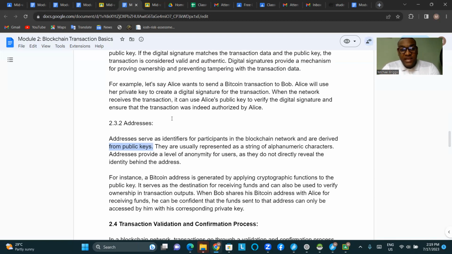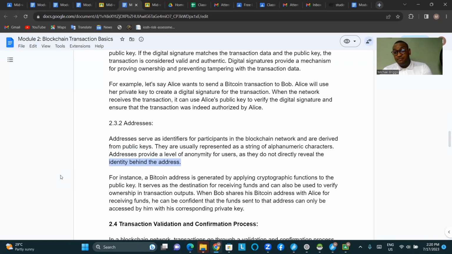However, this is something about blockchain. These addresses on the blockchain do not carry the identity of the human owner. So there is no way you're going to access a blockchain and see a particular address and it tells you it's owned by Michael Briggs. No, you can't see that. It's completely anonymous, okay? And that's why, notice here it says, addresses provide a level of anonymity for users as they do not directly reveal the identity behind the addresses.